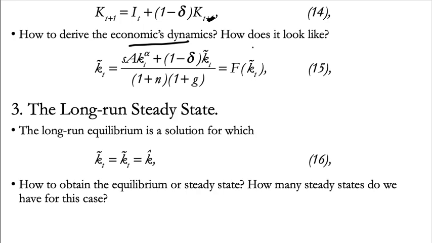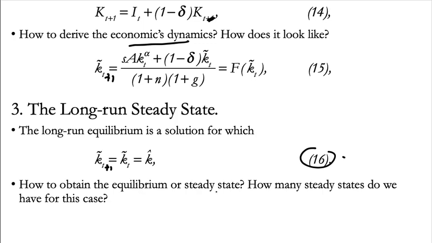Now, how to derive the economic dynamics, or how to derive the first order difference equation, and how does it look? So you derive as usual, and then you can get this. So try to do it the way we derive the first order difference in the previous basic Solow model. Now, once we have this first order difference, we want to check whether we have a long run steady state or not, and if we have, how many of them? Now, the long run equilibrium is a solution for which we have in 16. There's a correction here, yeah. This one should be KT+1 tilde equals KT equals K hat.